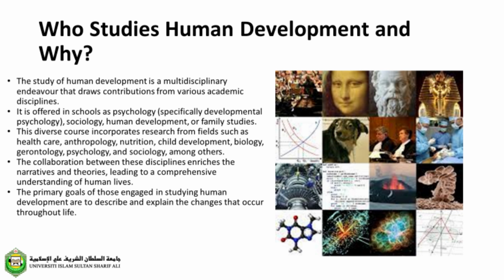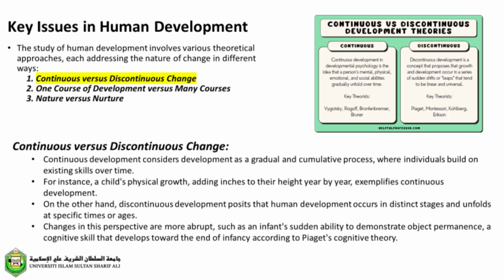The primary goals of those engaged in studying human development are to describe and explain the changes that occur throughout life. Key issues in human development. The study of human development involves various theoretical approaches, each addressing the nature of change in different ways. 1. Continuous versus discontinuous change. 2. One course of development versus many courses. 3. Nature versus nurture.